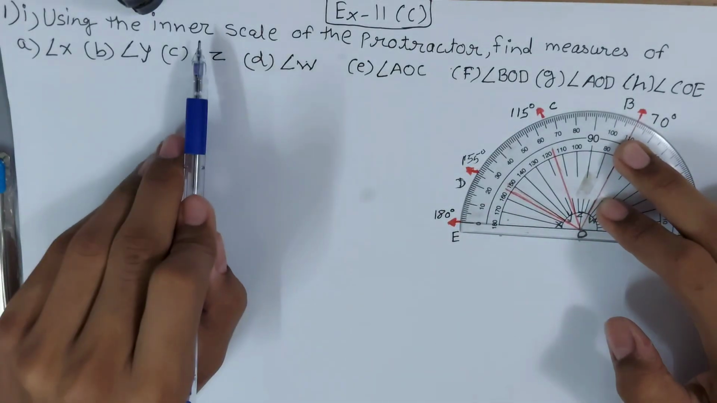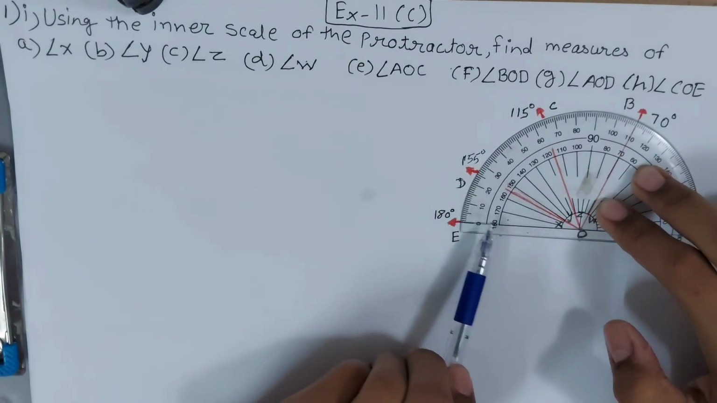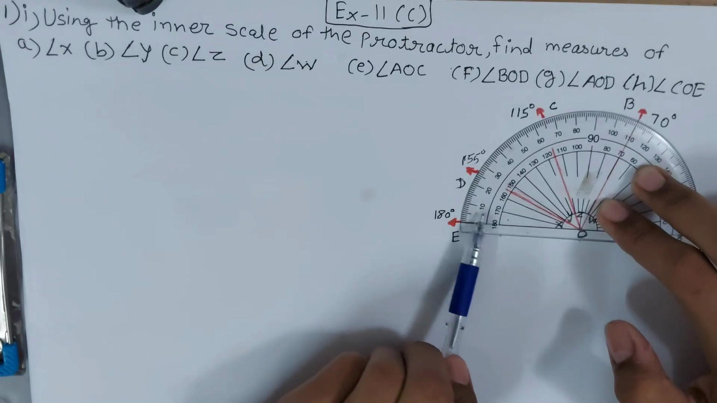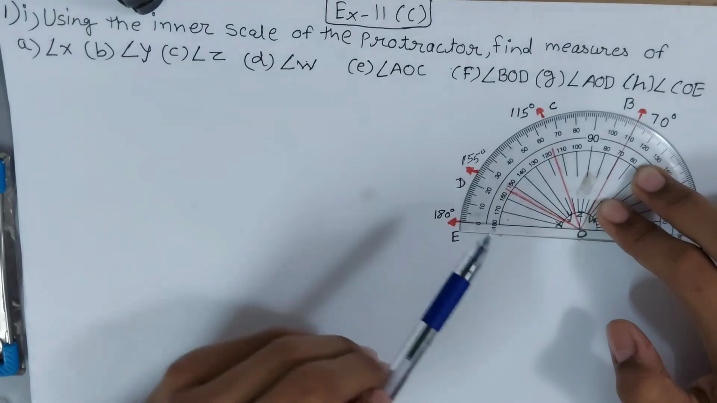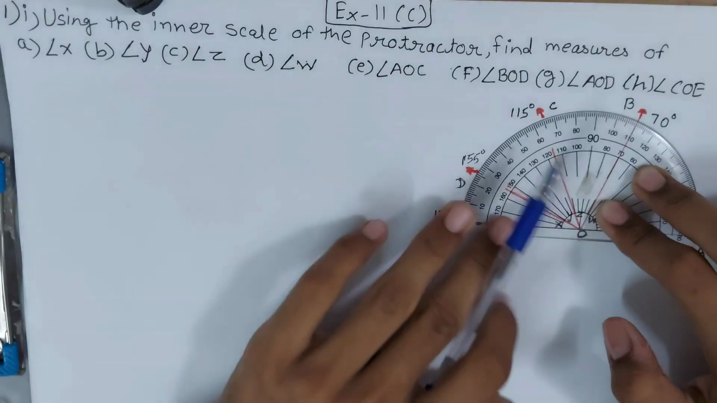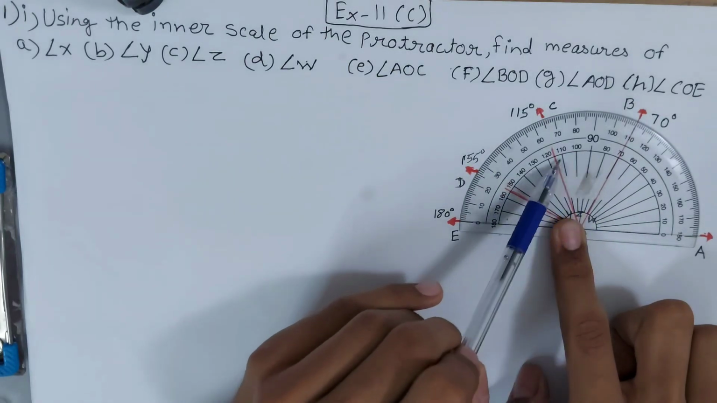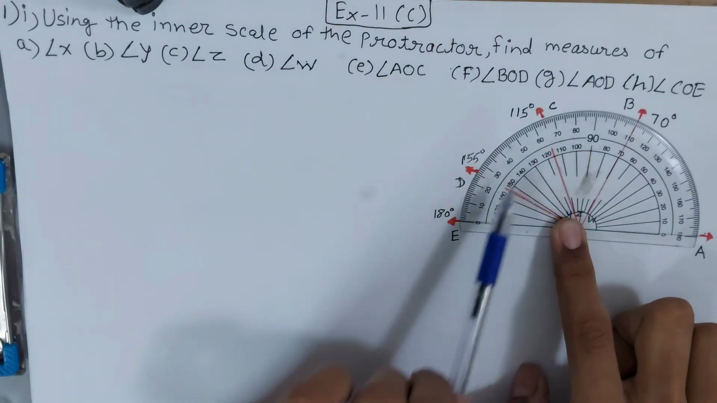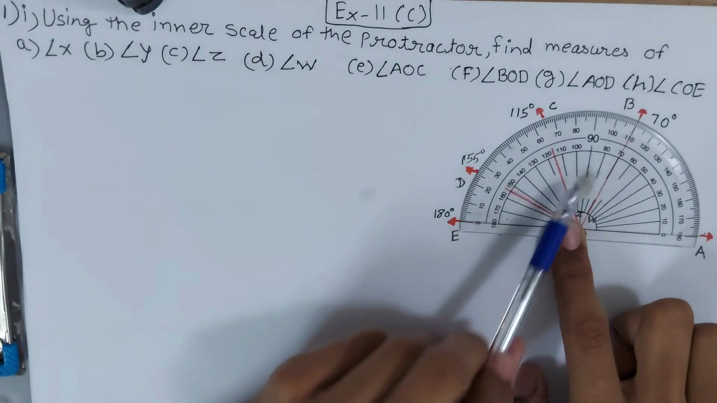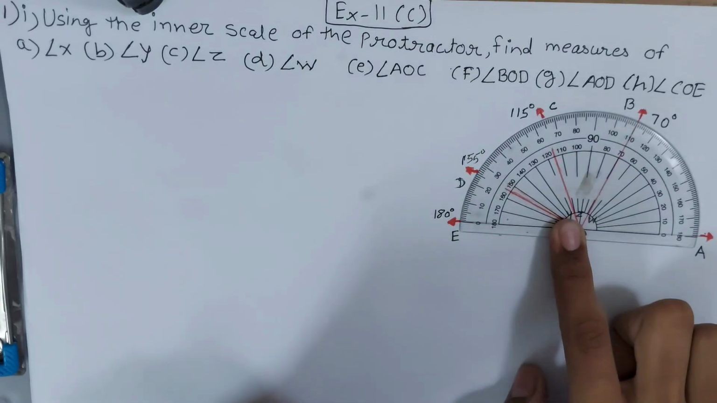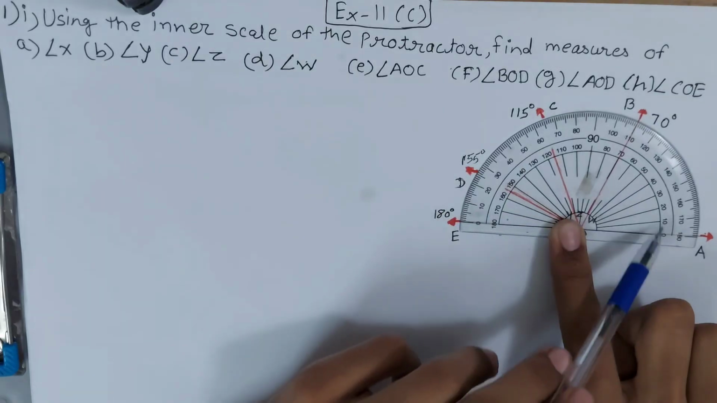Now what is meant by inner scale? Can you see there are two numbers written one below the other: 0, 180, 10, 170, 20, 160 and so on. In this part of the question you have to see the numbers written on the inside: 0, 10, 20 and so on. These ones, not the ones written on the outside. The ones written on the outside are called the outer scale. They are written in clockwise order from left to right, but the degrees written on the inside, the inner scale, are in anti-clockwise direction, that is right to left.